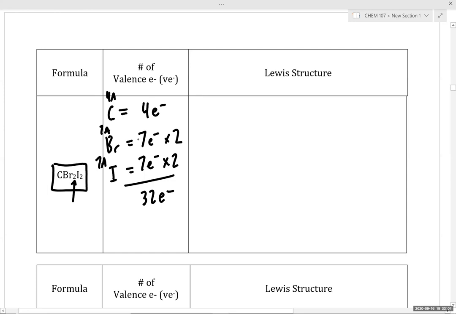So for our Lewis structure, what should I put as my central atom? What is the least electronegative atom, comparing carbon, bromine, and iodine? Carbon? Exactly. Remember, electronegativity increases going up and to the right in the periodic table. So carbon's the least electronegative. We'll put it in the center. Then I'm going to surround my carbon with my other atoms, up to 4. I have all 4 of my atoms around carbon. I have all my atoms drawn out as a skeleton.